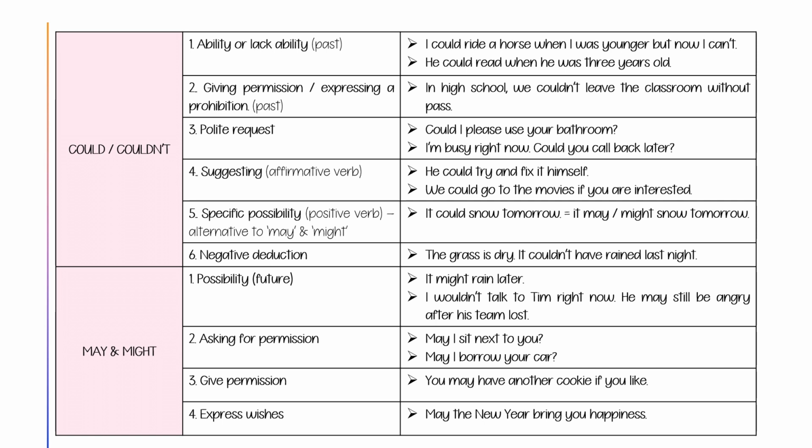May and might are modal verbs that can normally be interchanged without a significant difference in meaning. However, might often implies a smaller chance of something happening when expressing possibility. Both are used to express possibility in the future. It might rain later. He may still be angry after his team lost. Asking for permission: May I sit next to you? May I borrow your car?